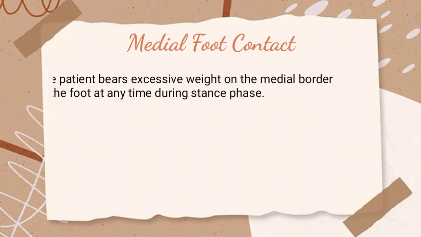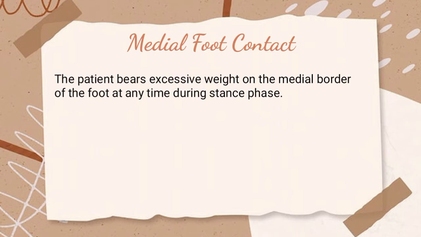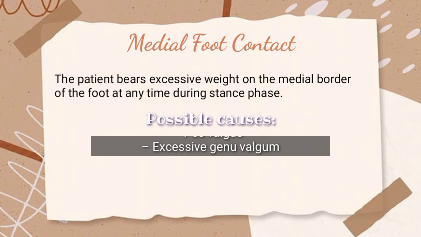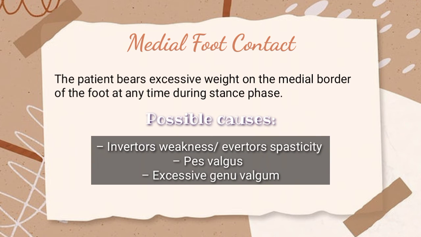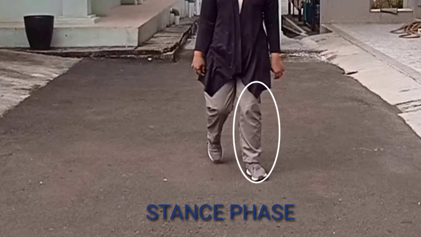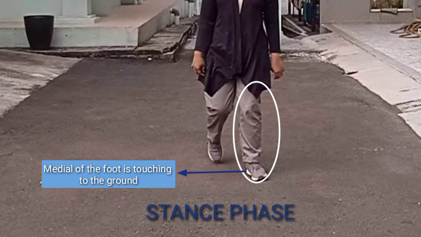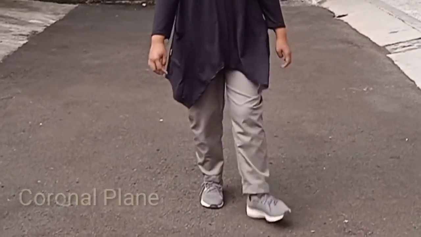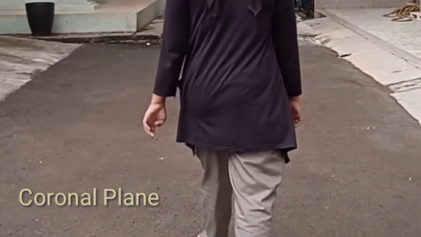Medial foot contact is when the patient bears excessive weight on the medial border of the foot at any time during the stance phase. The possible causes are inverter weakness or everter spasticity, pes valgus, or excessive genu valgum. During the stance phase on medial foot contact, we can observe that on the left side, the medial border of the foot is touching the ground. We can observe it from the coronal plane.